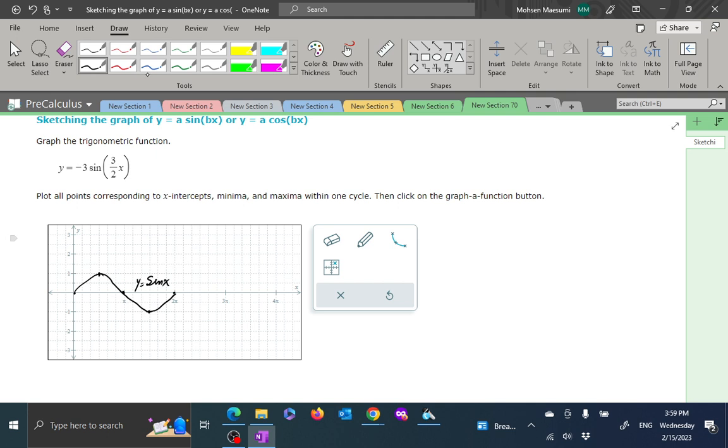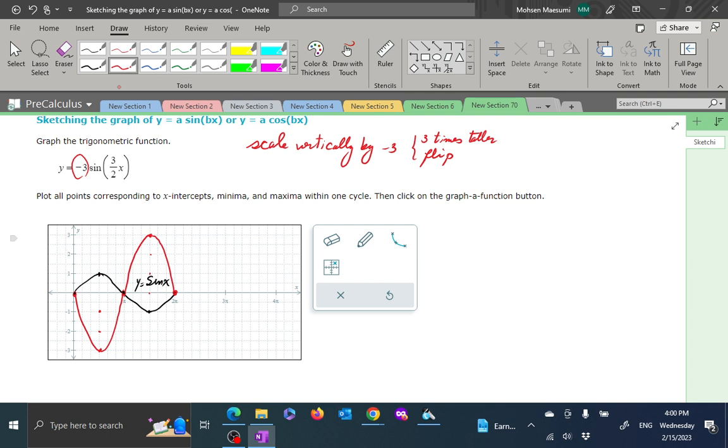Okay, easy one is, what is this minus 3 gonna do? So we said scale vertically by minus 3, which means 3 times taller, and there is also a flip. Now, as usual, zeros stay where they are, 3 times as tall, but flipping over, it means our graph is gonna do the following. It's gonna go way down, come back up, go to this point, and come down. So this so far is minus 3 sine of x.